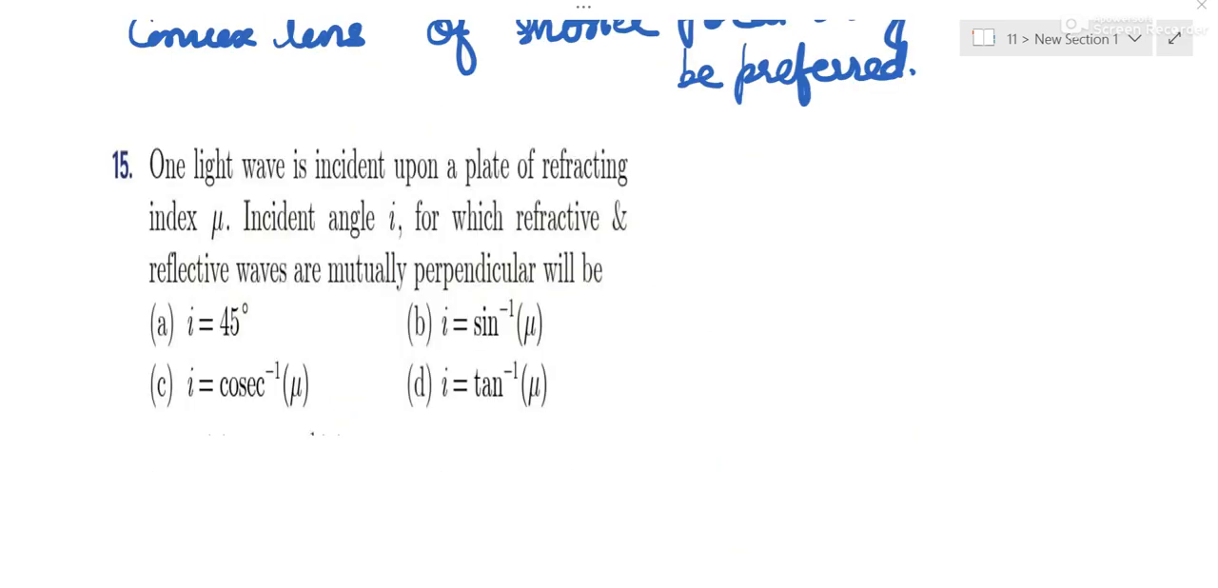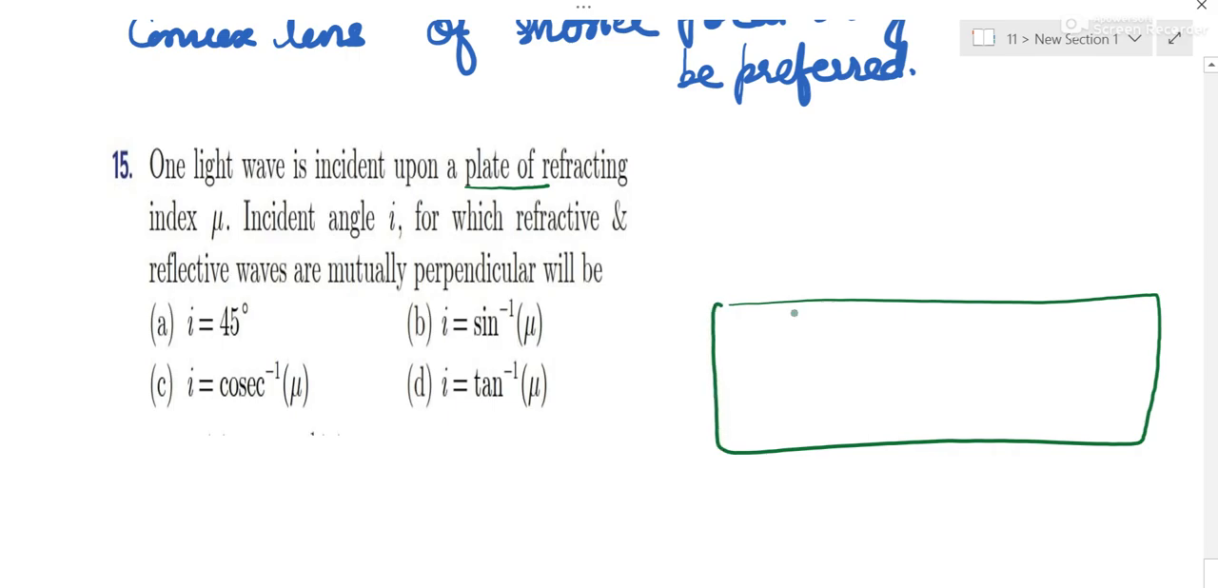Let us understand this question. A light wave is incident upon a plate. So this is a glass plate whose refractive index is mu. They have written mu. Incident angle is i. So this is the incident ray. This is the normal. This is the angle of incidence.